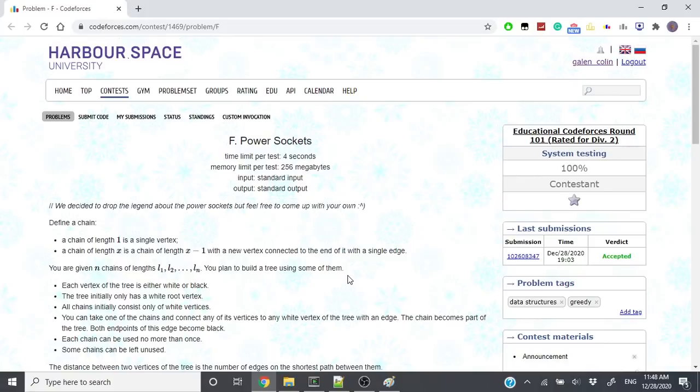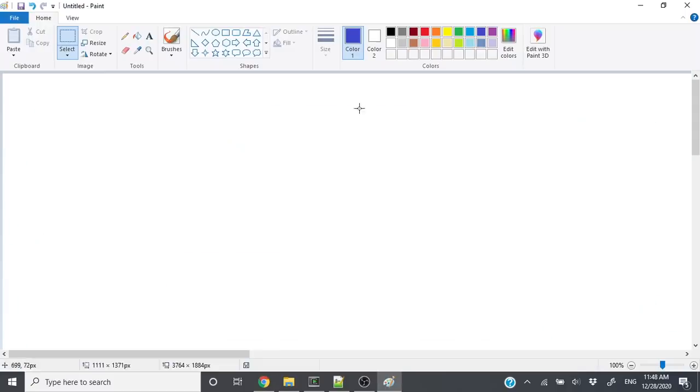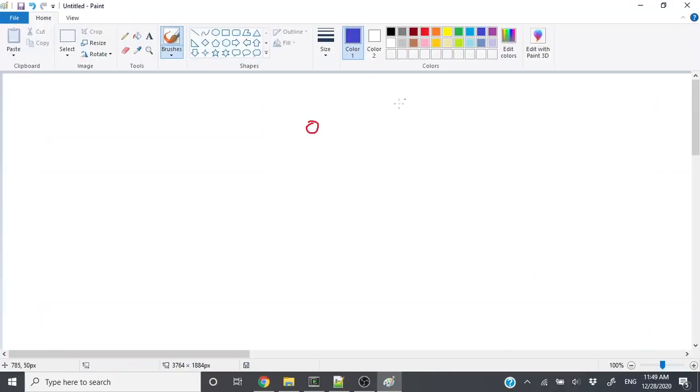Anyway, for the last one, this one's fun. You have a bunch of chains, and you have this root. I'm going to use red as white and blue as black, just like the white they use in the problem. So basically you have a white root, and you have a bunch of chains, all of which are initially white. Chains are just paths.